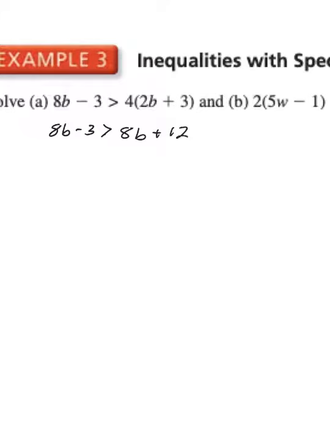Now what happens is I subtract. You may already see that there's a weird issue going on. If I subtract 8b from both sides, something crazy happens. We get negative 3 is greater than 12. Well, I don't think that's true ever. And if something in the end is not true, then we need to say no solution.